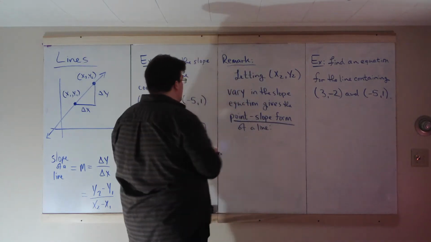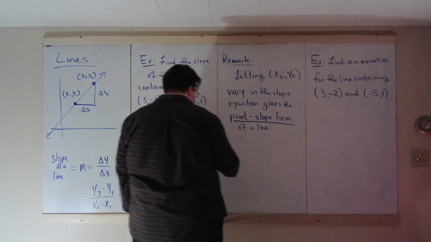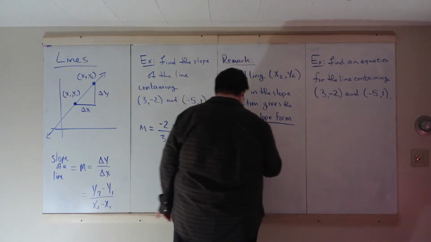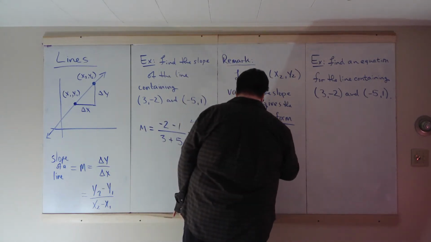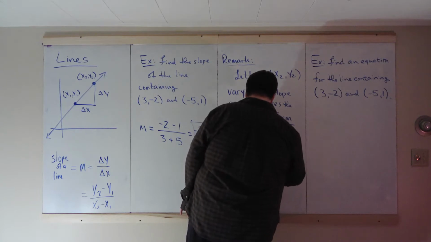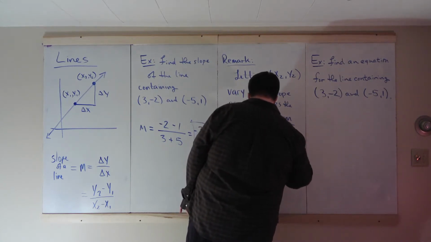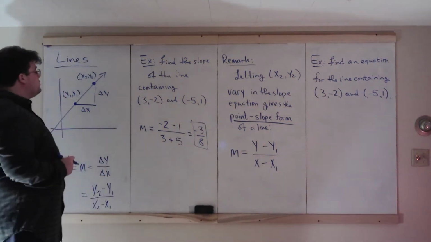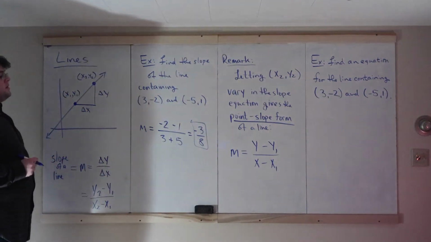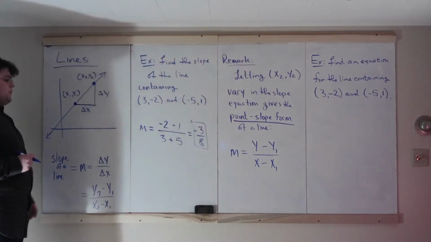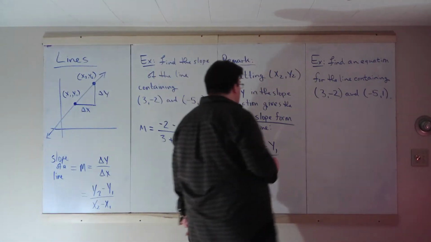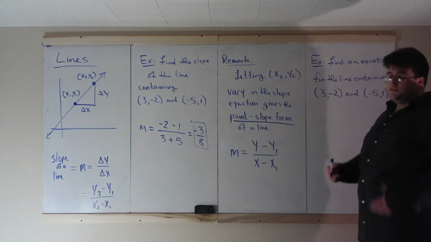So letting it vary, what does that look like? Well, that would look like this in that formula. Let's let y2 be a variable, so let's call it y. So instead of fixing a point x2, y2, let's just let it be x, y, and we get that equation for the slope. Now that's not the point slope form of a line. The point slope form of a line is this without the fraction.